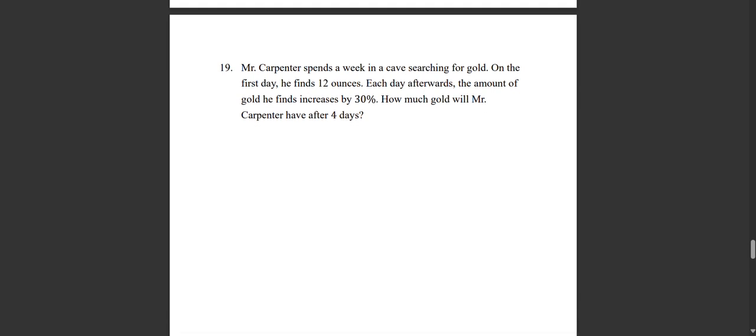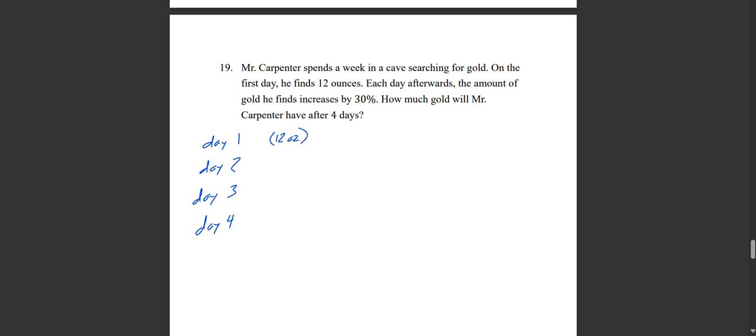Number 19. I'm going to spend a week in a cave searching for gold. The first day I'm going to find 12 ounces of gold, and every day afterwards, the amount of gold I'm going to find increases by 30%. So how much gold am I going to have after 4 days? So really, we need 4 numbers that we're going to have to add together. So day 1, day 2, day 3, day 4. Day 1, I have 12 ounces.